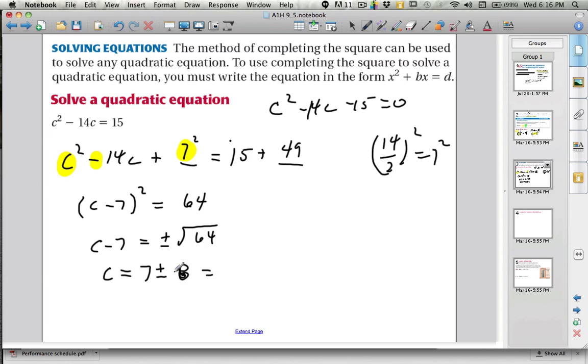Right? So if I have 7 plus 8, that's 15, and 7 minus 8 is -1. And these are my solutions.